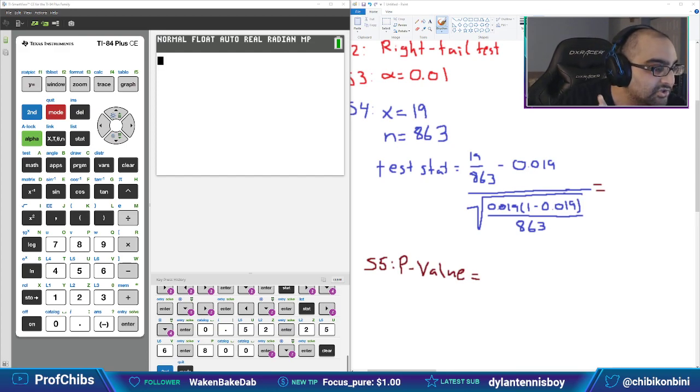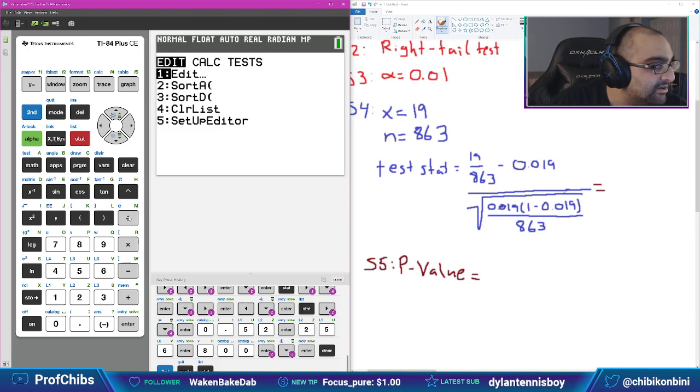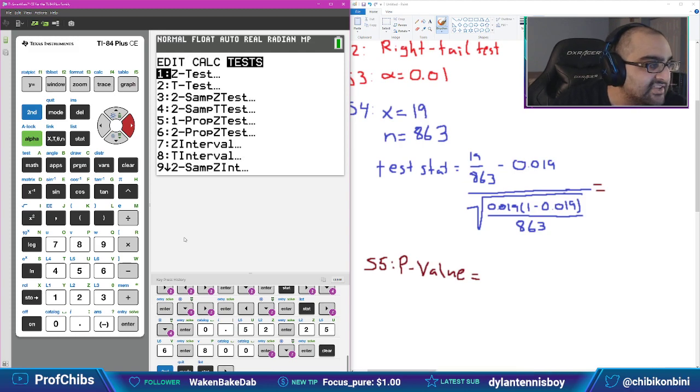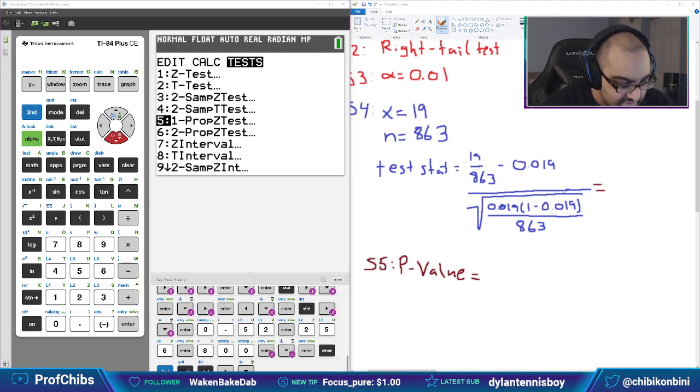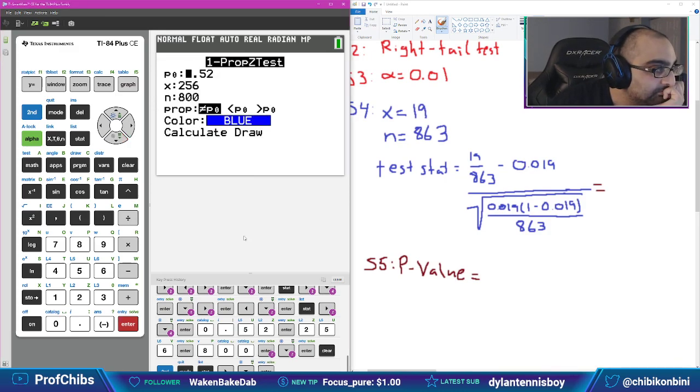Let's go ahead and do this first here. What we're going to do first is hit the stat key on your calculator. We are going to scroll over to tests. Then scroll down to number 5, which says 1-PropZTest. I'll put that in the chat here. We have 1-PropZTest, number 5, and go ahead and hit enter.